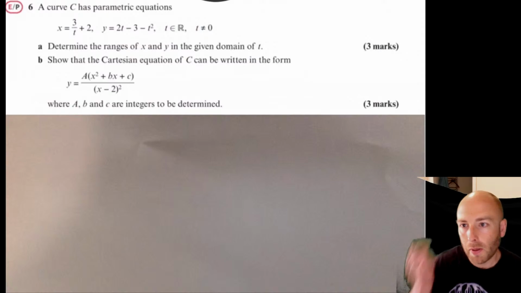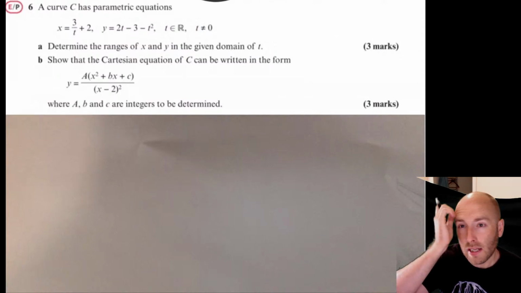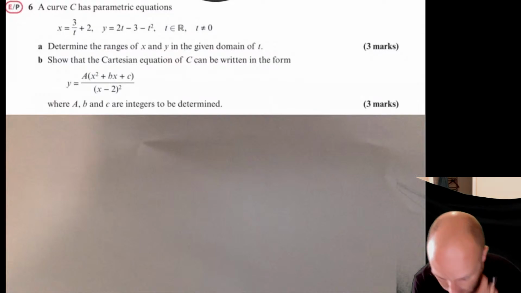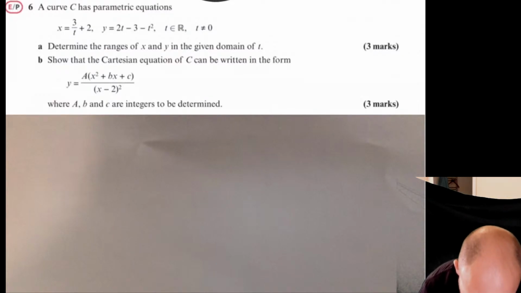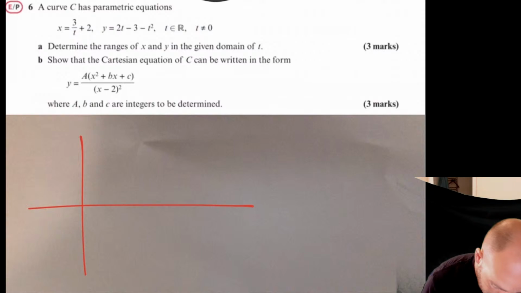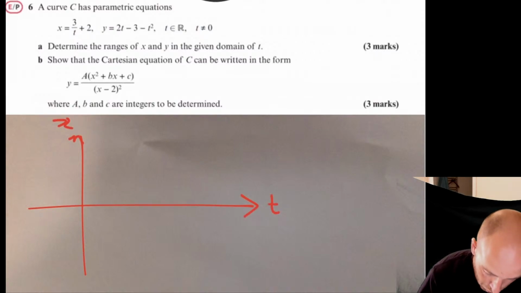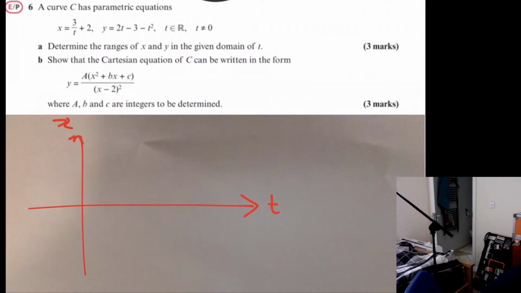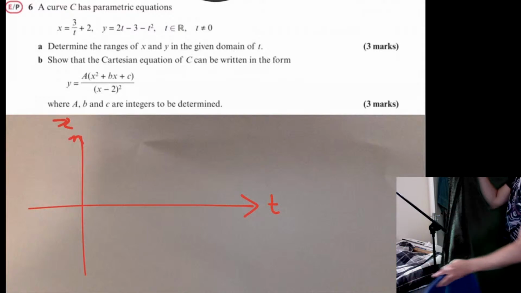Right, so you've got a curve of parametrics, determine the range of x and y in the given domain of t. Okay, so we need to find out what x and y values are available. So the easiest way to do these is to sketch them. So for the x one, let's draw x against t. We've got a 1 over x graph plus 2.